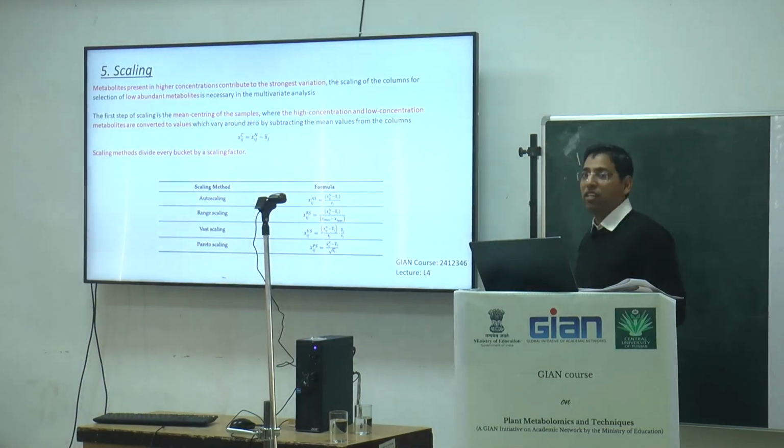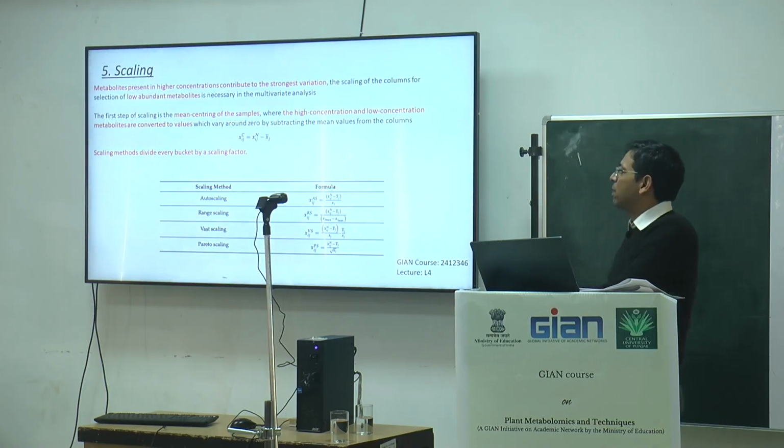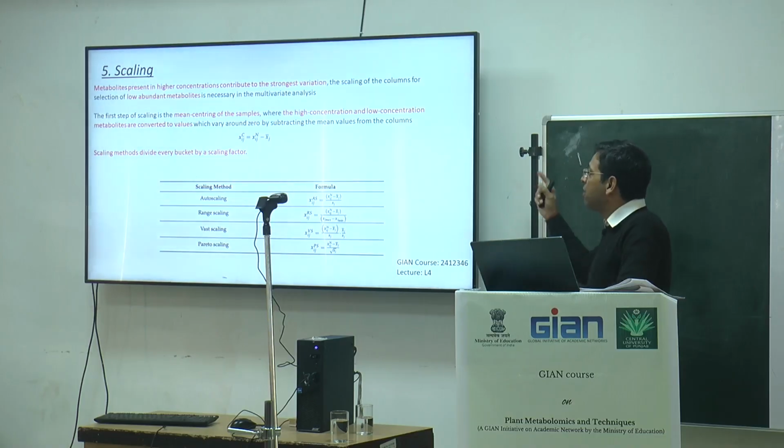So in this concept of scaling, whatever pattern analytes are present in a high amount, we have to reduce those amounts so that the hidden metabolites can come up and we can get information about them. Whatever is present in higher concentration contributes very strongly, so we try to reduce them. We use an equation in which high concentration and low concentration metabolites are converted into values around zero by subtracting the mean value from the column.